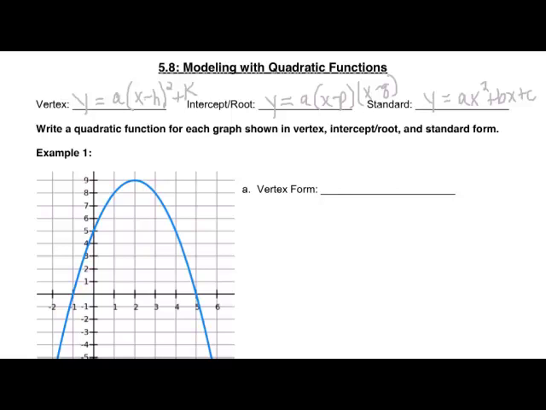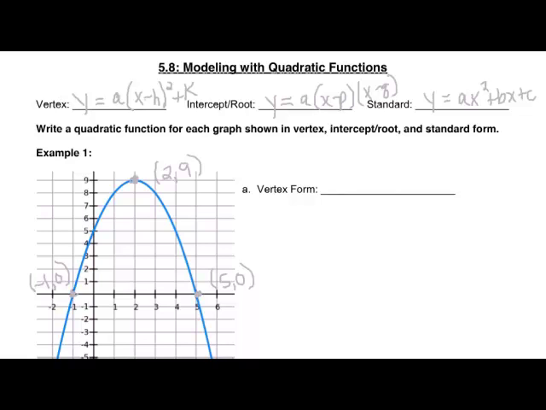So if we look at the graph here, we can see that our vertex is up here at the top, and this is (2, 9). You might also notice that our roots are easy to tell on our graph as well. Now, if these are not integers or whole numbers, then we don't want to start with intercept or root form. We only want to start with a form if it's numbers that we know for a fact are those numbers on the graph. So for this point over here, we have the point (5, 0), and our other zero is (-1, 0).